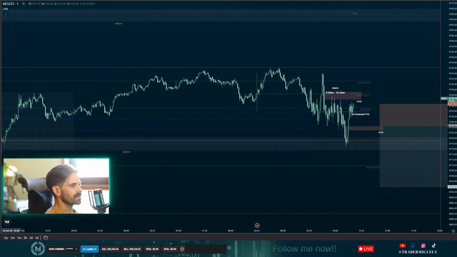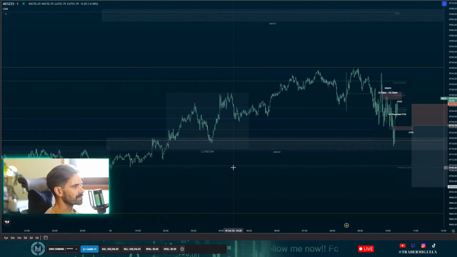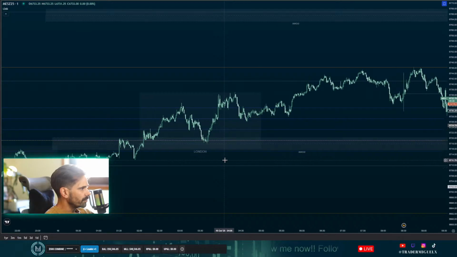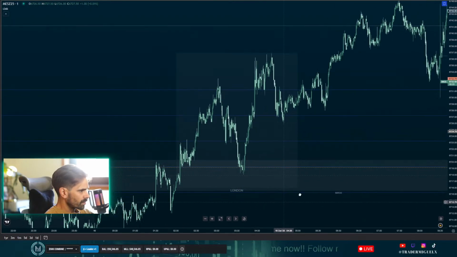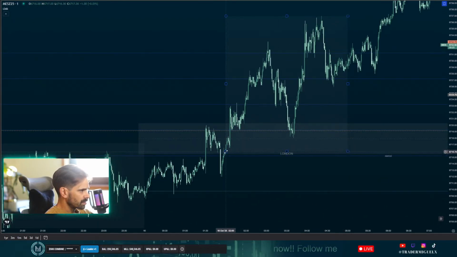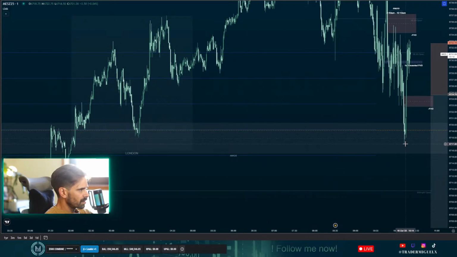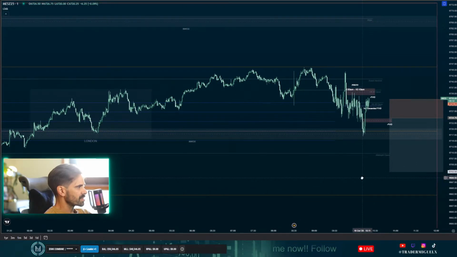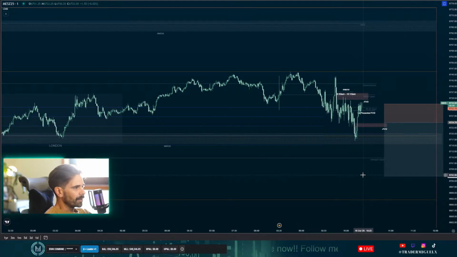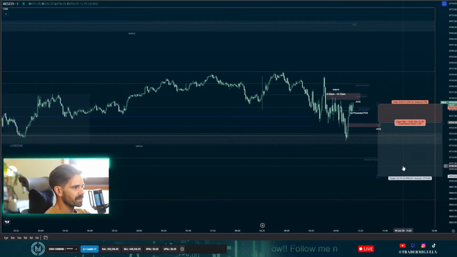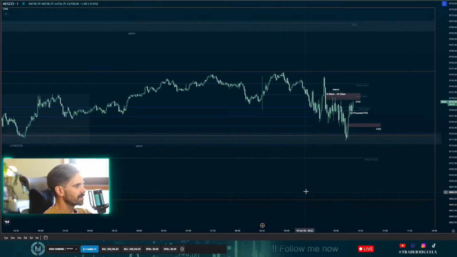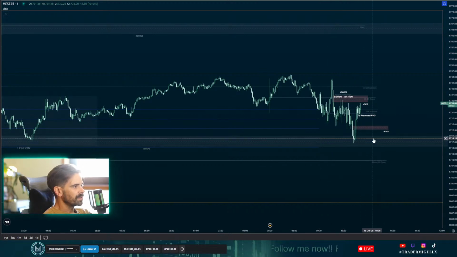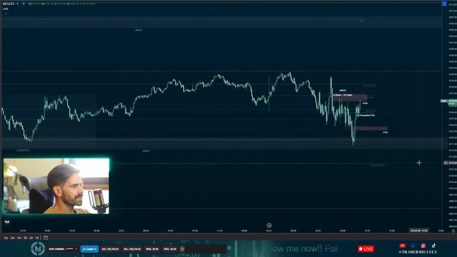It's kind of ridiculous how price just did not take London lows for just one handle. Whenever something like this happens, it means we will probably have a high resistance day, or something that's going to be very hard to trade. And yeah, here you have your proof of it.